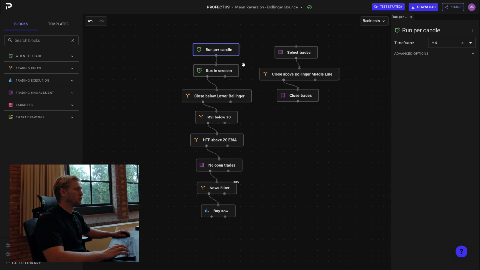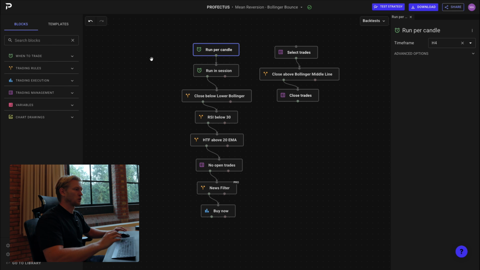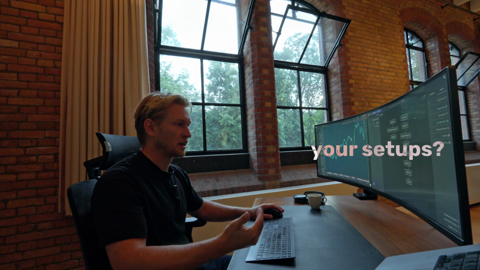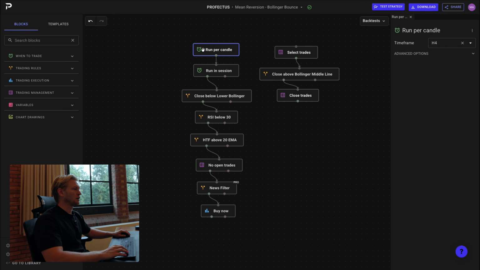We have everything put in blocks, and in every block you have certain settings. So right here we have run per candle. This is what I talked about at the start of this video: when do you watch the charts? When do you look for your setups? When is your algorithm running and checking your trading rules? Well, we're gonna do that per candlestick close on the 4-hour time frame. So every 4-hour close, this block triggers and then it moves down to the next one. The next one is run in session. We have the session between 1 at night and 8 in the evening.